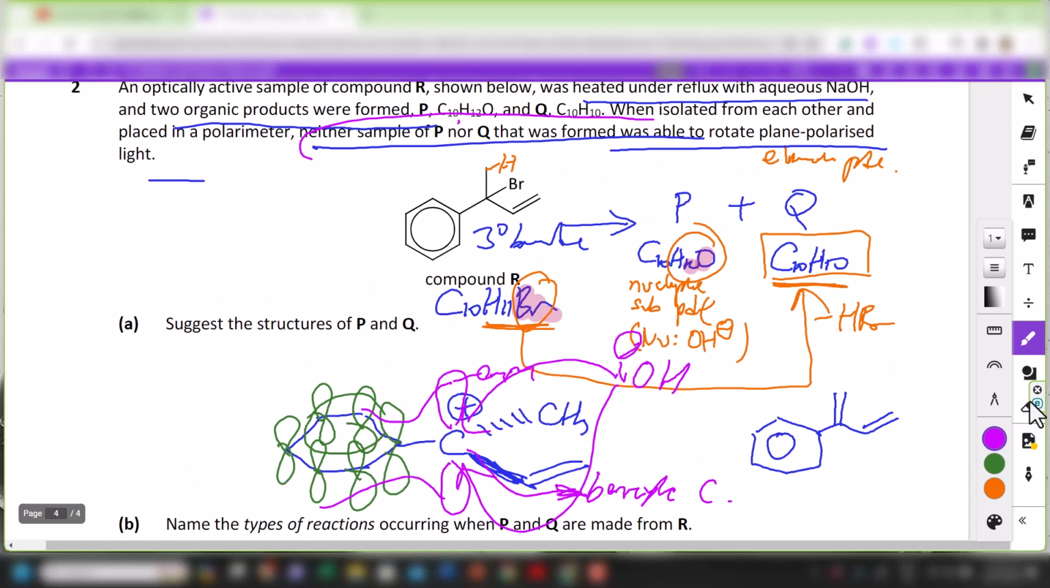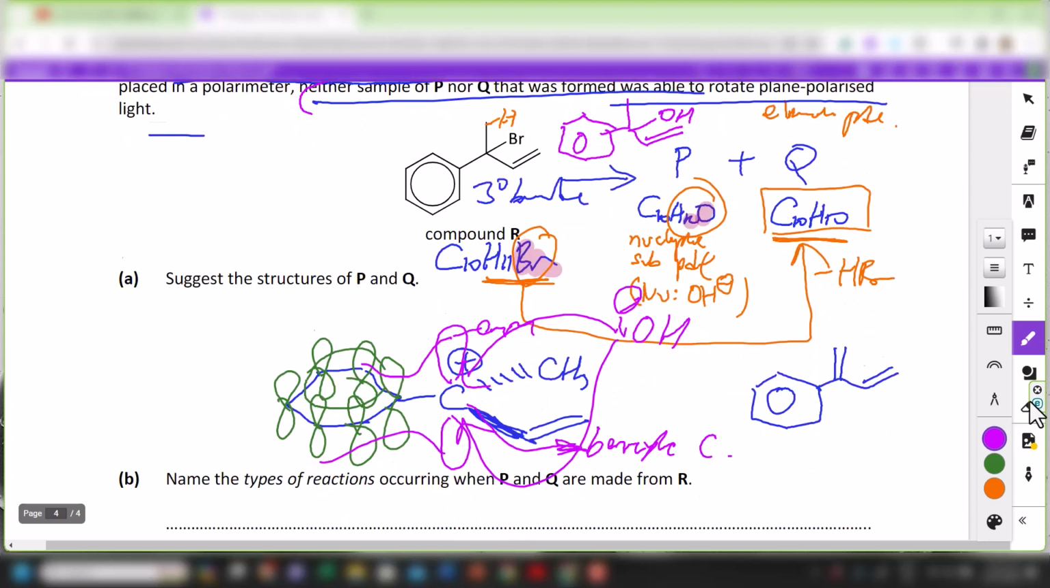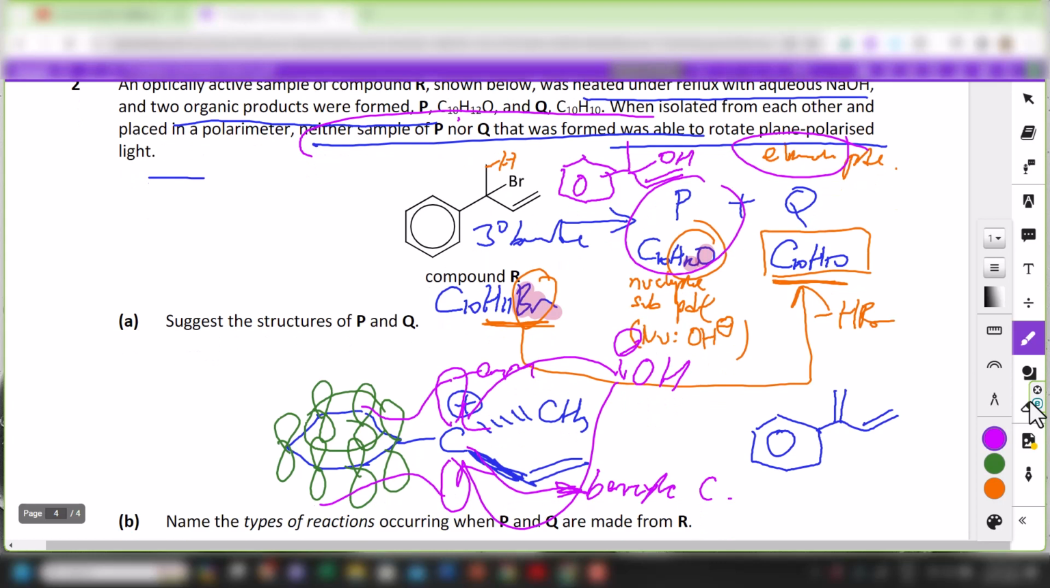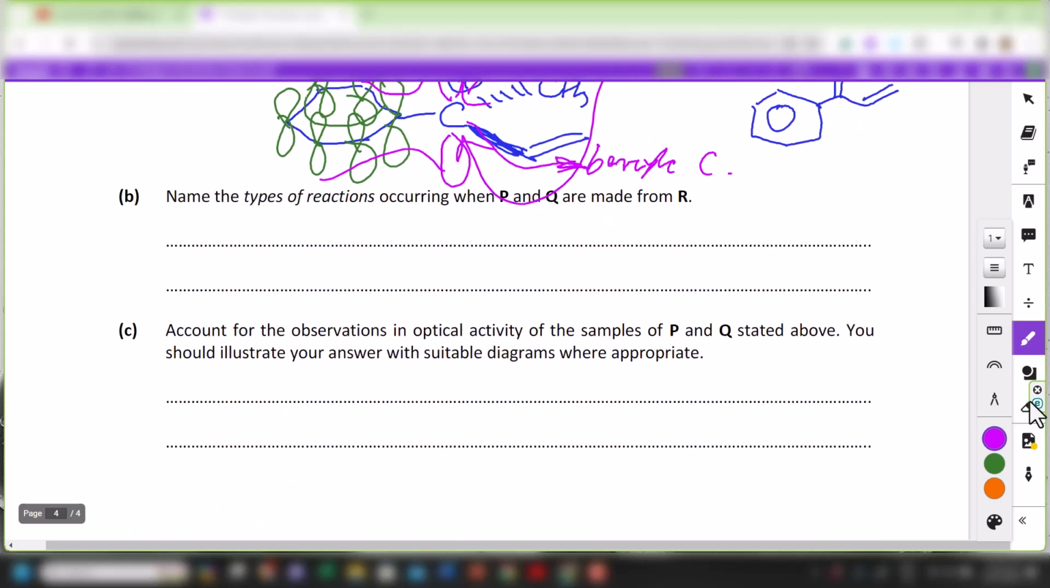So with that idea, I should be able to confirm the structure of P to be like this, and it's a racemic mixture. The type of reaction that P and Q undergo from R, I think I've highlighted earlier on. Nucleophilic substitution to get P, where the nucleophile is OH minus, and to get Q is elimination, so eliminating HBr. Then account for the observation in the optical activities of the samples P and Q stated above. You should illustrate with diagrams where appropriate.